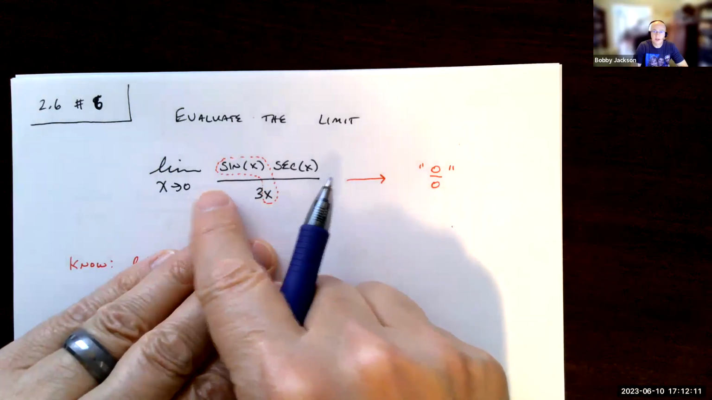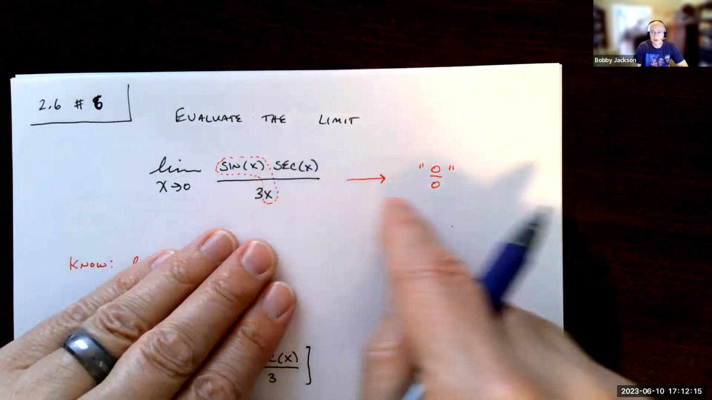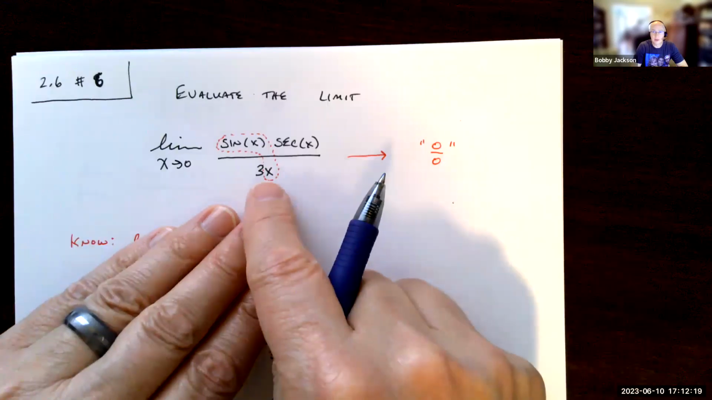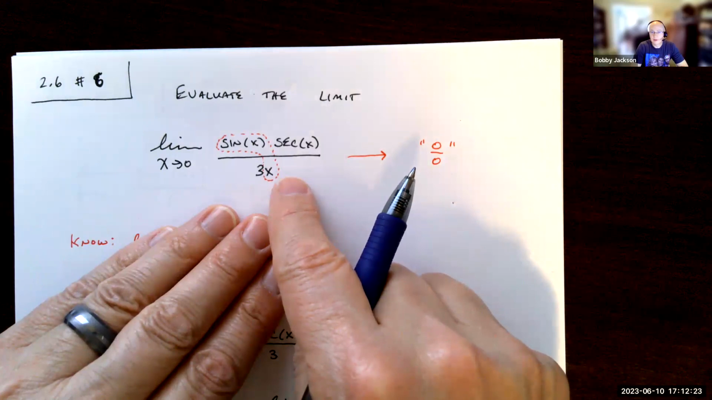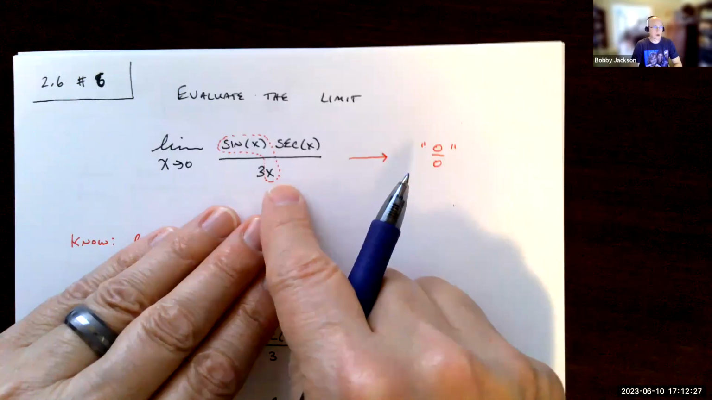Problem is if I plug in 0, sine of 0 is 0. So the top is 0. And of course, 3 times 0 is 0. We get this form. And remember, this is indeterminate, which doesn't mean the limit doesn't exist. It means more likely we've got a hole in the graph for this function, and we've got to do some work.